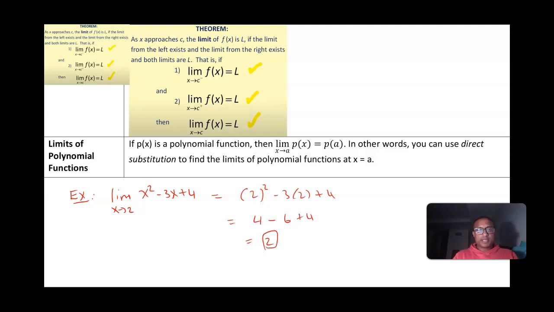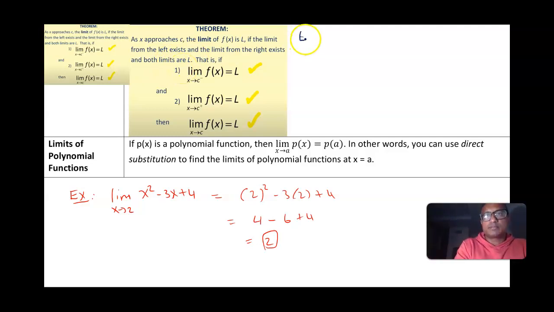Here's a theorem, and then we're going to get into some examples. This theorem states that as x approaches c, the limit of f of x is L if the limit from the left side exists and the limit from the right side exists, and both limits are L. Let me give you an example of this.